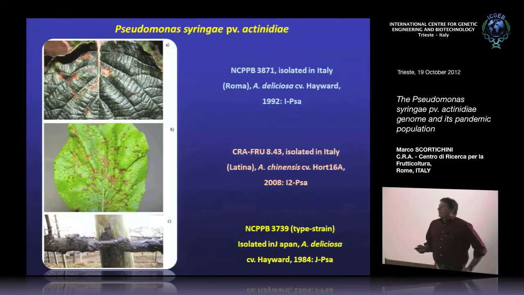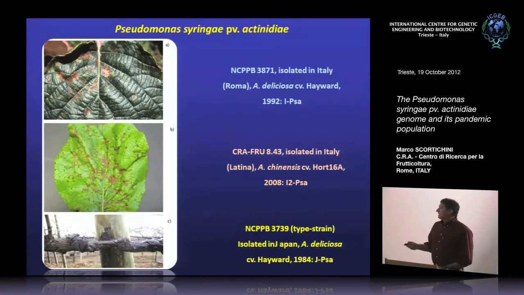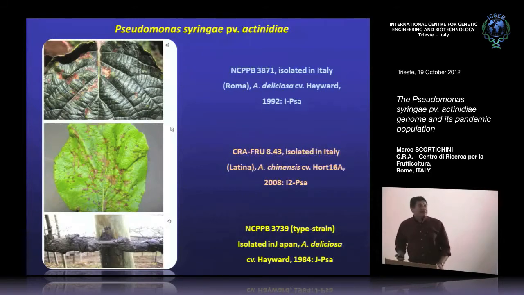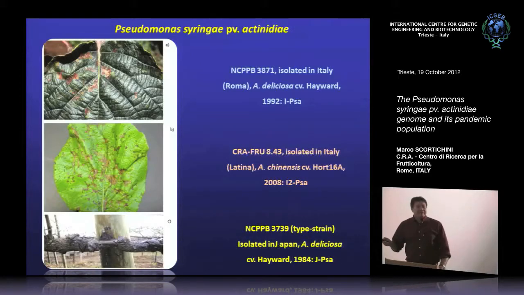So we start to talk about our work. When you start genome sequencing, you have to select the strains. It seems apparently a secondary task, but it's not. You have to include at the beginning the type strain, and our type strain was isolated in Japan roughly 30 years ago from Actinidia deliciosa. And we selected two strains isolated in Italy 20 years ago from this leaf. And 4 years ago, another strain, I2, because it's new, from this leaf. So you really see the leaf from where we isolated the pathogen.